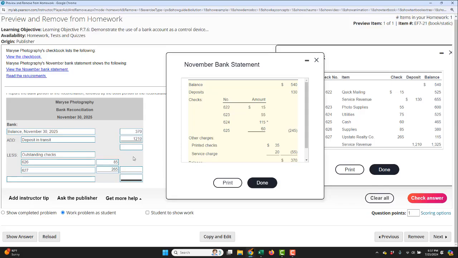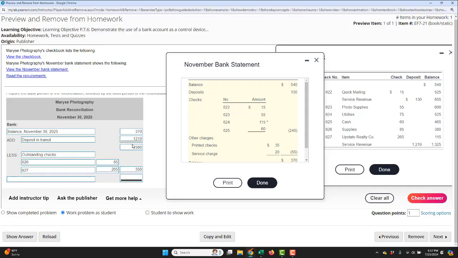Okay, so now let's do all the subtotals. When we add 370 to 1,210, we get 1,580. And then when we add 85 and 265, we get 350.